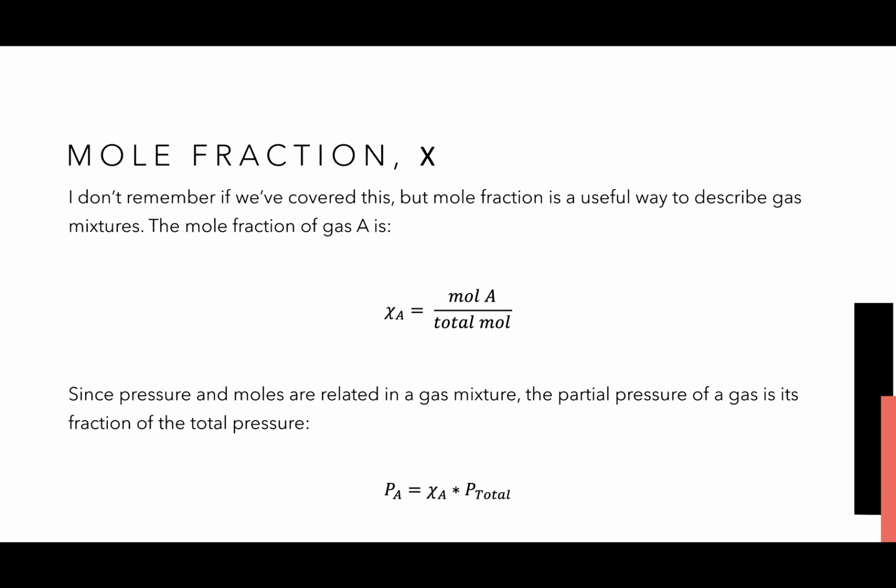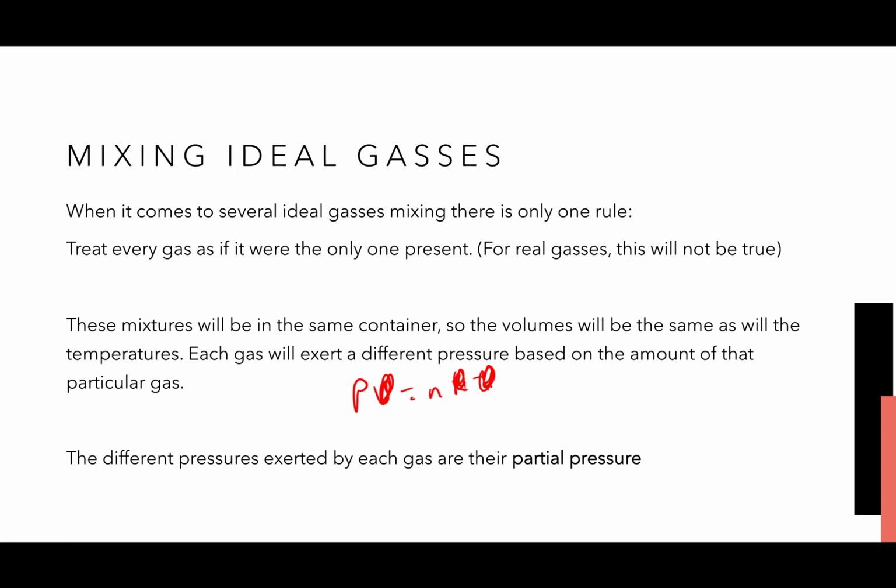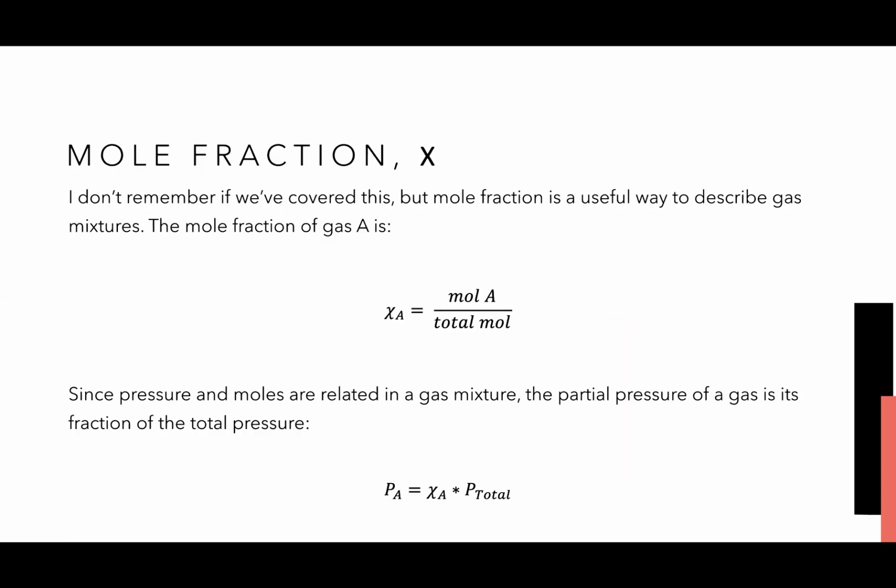Last thing to mention here is mole fraction. Mole fraction is a useful way to talk about gas mixtures, because it's going to depend on the number of moles of each gas. So knowing the mole fraction can help you decide what fraction of the total pressure is applicable to that one gas. Our mole fraction here is chi, the Greek letter chi.